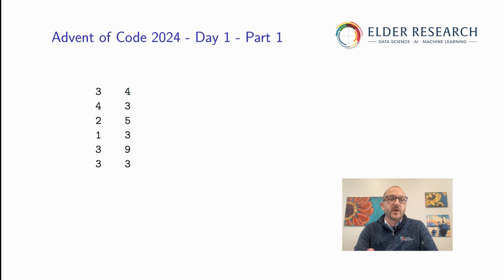All right, the problem today gives us two lists, one going down on the left and one going down on the right. The goal is to pair up the items from these lists. You want the smallest item first, so the 1 will be paired with the 3, then the next smallest item from each list, and so on until you've paired up all the items.